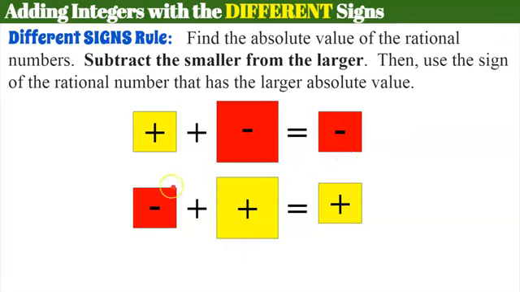And our second will be if I have a smaller negative absolute value and a larger positive, and I'm going to have a smaller positive. So think about that. Two different signs. Our sum is dictated by the larger absolute value.